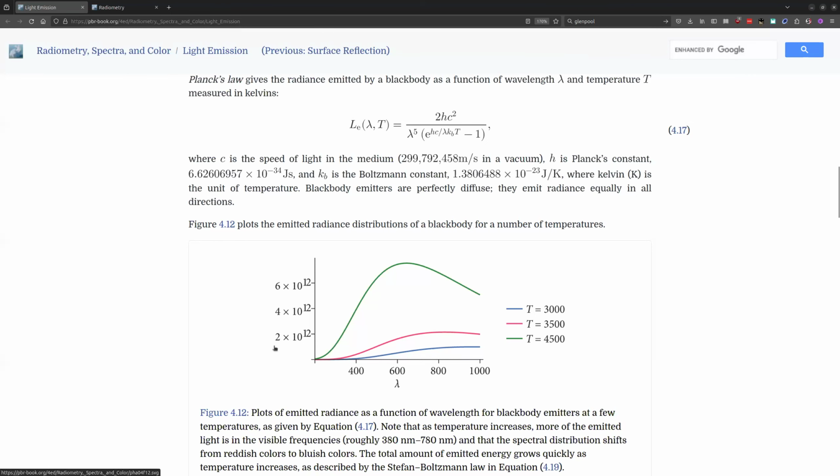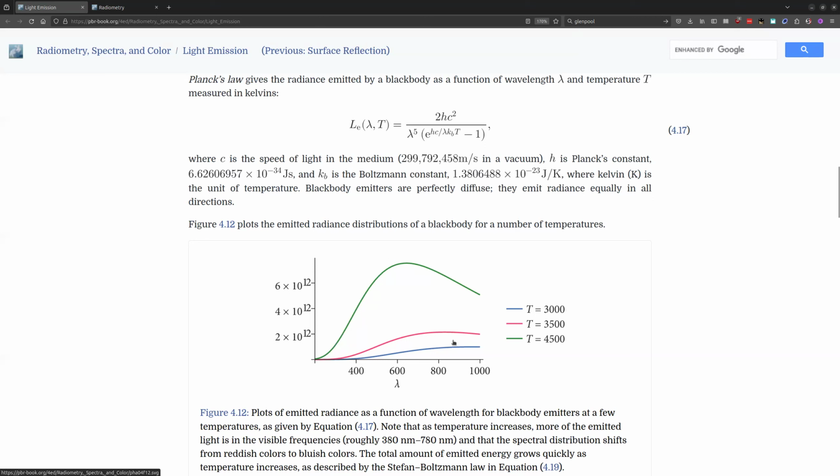wait, why is it going down? Emitted radiance distributions for a number of temperatures. Oh, it's going down because it's emitting less light at a particular frequency. So we can see that at 4,500, most of its energy is being emitted in the like 500 to 800 nanometer range. And there's less and less light being emitted at those wavelengths at that temperature.